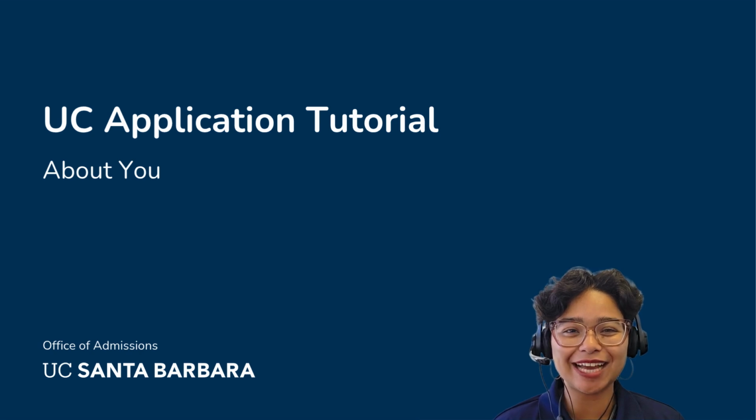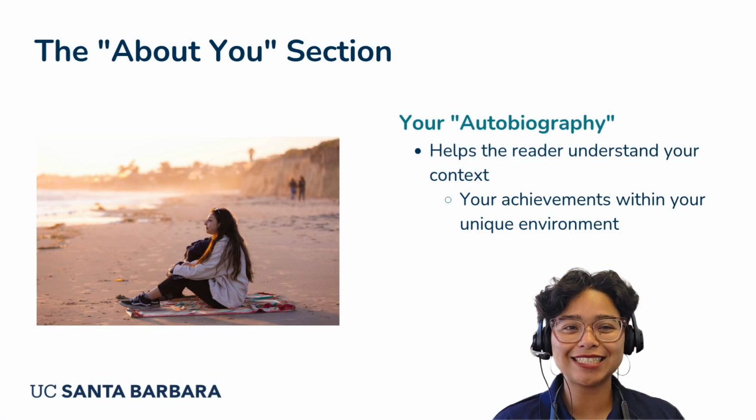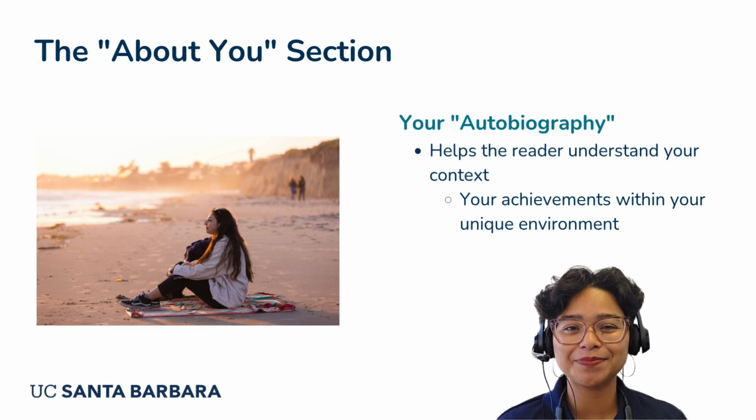This presentation will detail how to work through the About You section of the UC application. The first section of the application is called About You because it's your autobiography. It's an opportunity for you to share any background information about who you are and where you're from. This helps the reader understand your context and your achievements within your unique environment.